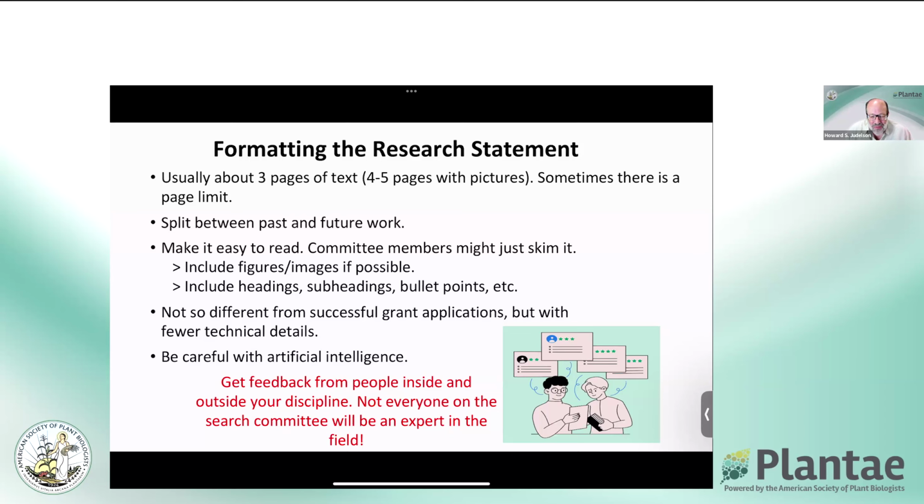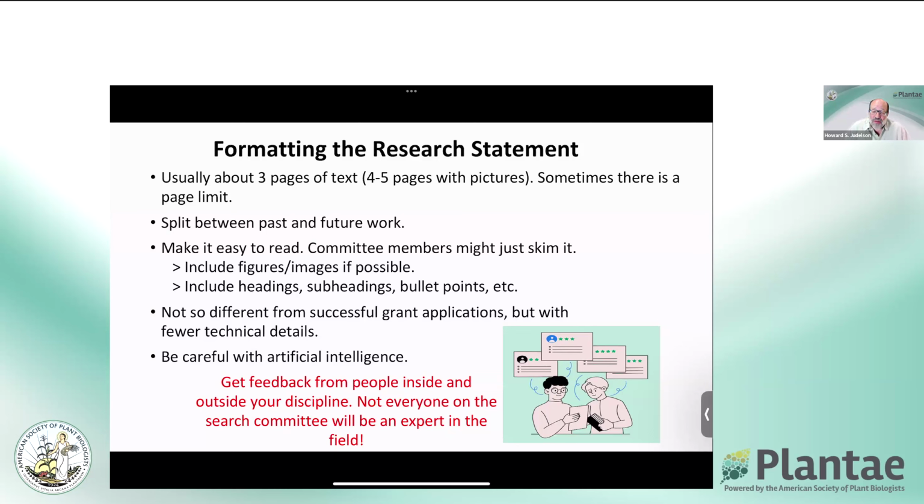I've read research proposals where it seems like some of the experiments were described by an AI tool, and that's not good. Okay. And then finally, get feedback from people. Show your research statement to people inside your discipline and outside your discipline. And they may give you ideas for improving it.